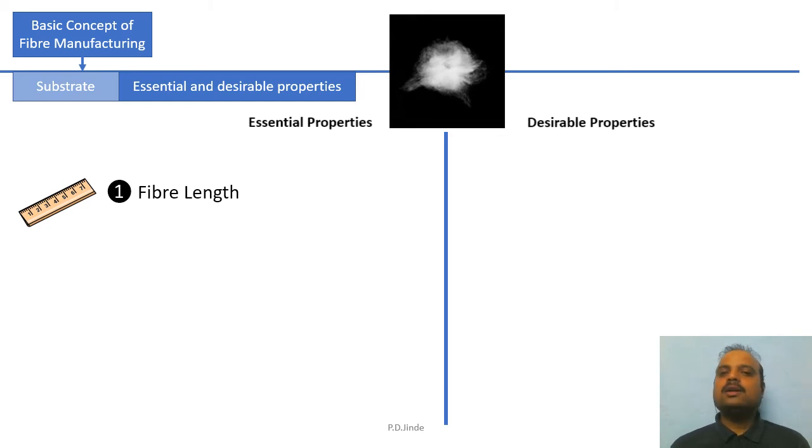That means fiber must possess a sufficient amount of length to be used as a textile fiber. For example, if a fiber possesses 2 mm length, then it is not useful for a textile purpose. Fiber should not be less than 5 mm, and fiber length should be at least 100 times its own diameter. Length of a fiber is generally measured in millimeters.